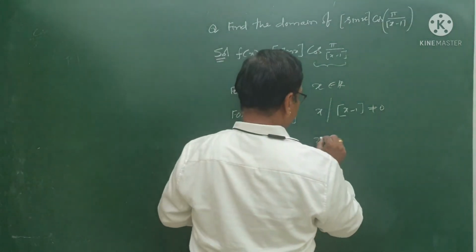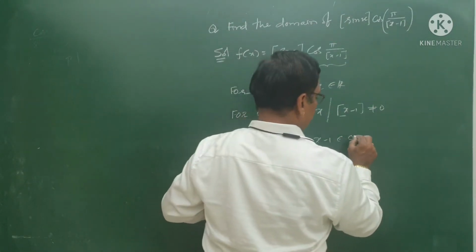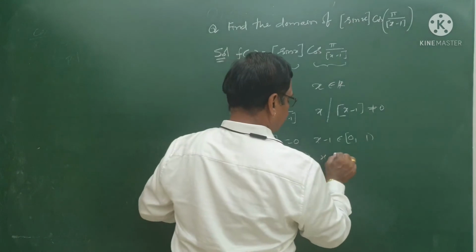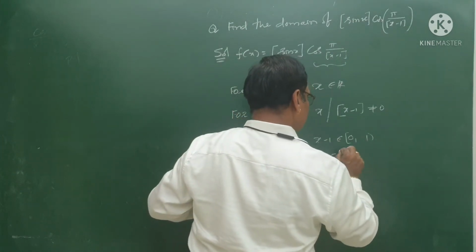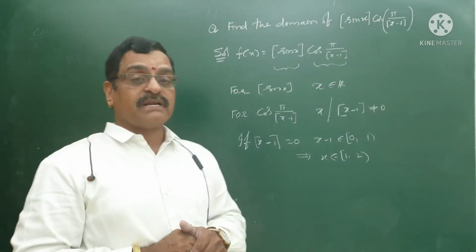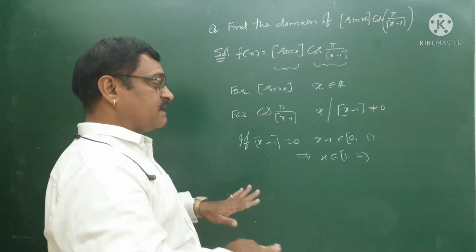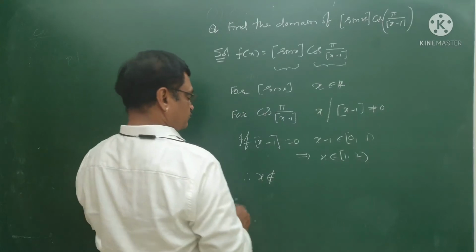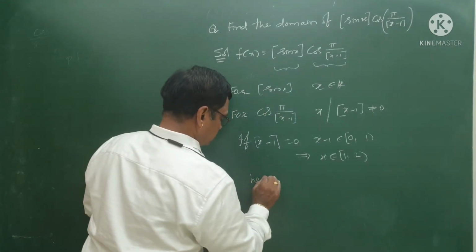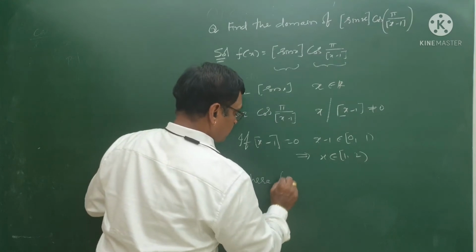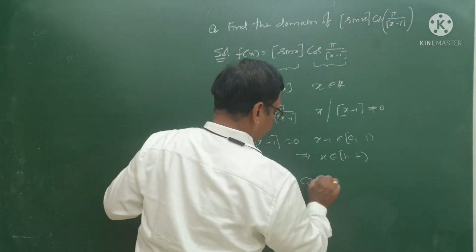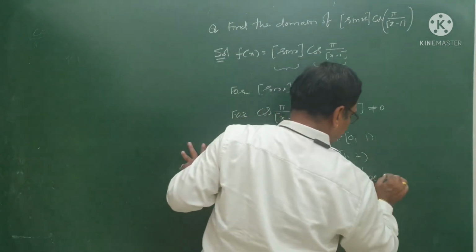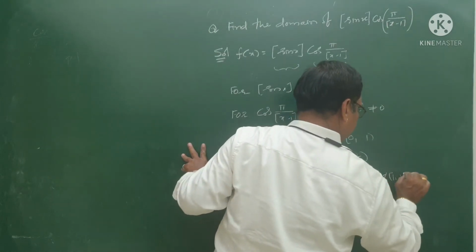My x minus 1 belongs to [0, 1], closed at 1. This implies x belongs to [1, 2]. That means I can't take any real number between 1 and 2 since the function is not defined there. Therefore x does not belong to the domain. Therefore, here for cos of pi by the integral part of x minus 1, x is such that x does not belong to [1, 2].